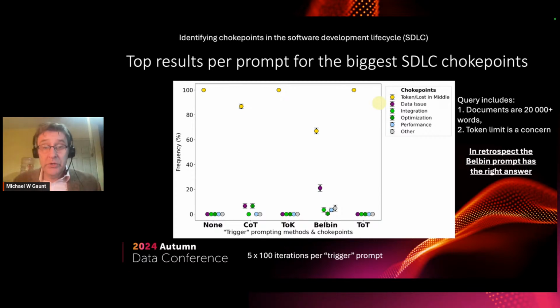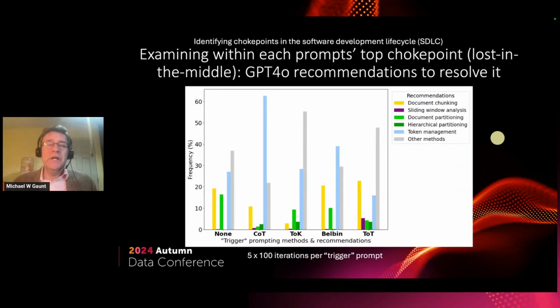I went through the raw output and that's what it was telling me. The other issues, integration, optimization, performance, none of them really saw as a big issue. But what was curious is it got the right answer when none of that answer was actually in the request I made to the GPT. And that's typical of the way the Belbin prompt responds. It thinks outside the box.